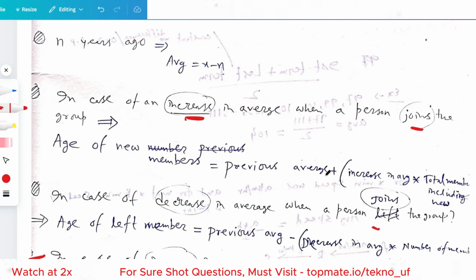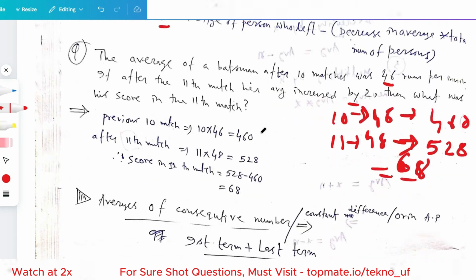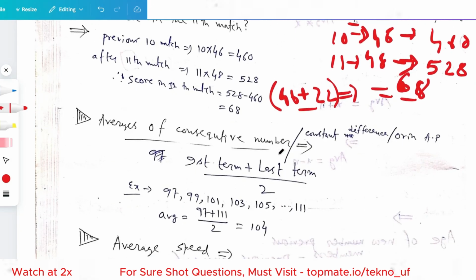So the previous average was 46. If we implement that, 46 plus the increment 2 times the total number of matches, that is 11, 2 times 11 becomes 22. So that becomes 68 only. So if you know the formula, you can solve it in just one line. You don't have to worry, just remember. After calculating so many times, you will be remembering everything. It is all a matter of your practice.